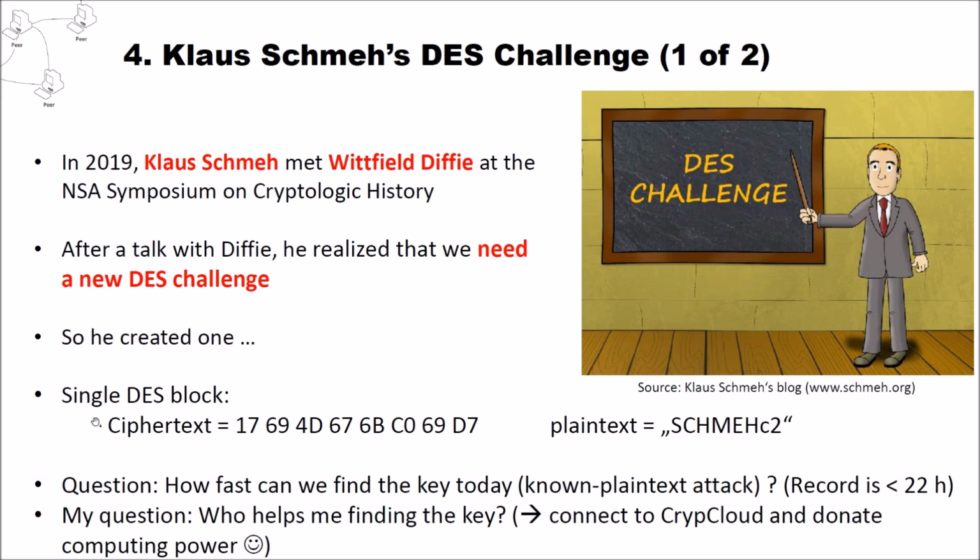And so he created a DES challenge where he encrypted a single DES block, and he gave us the ciphertext. This is this block here. These hexadecimal values are the ciphertext. And he gave us the complete plaintext. And the plaintext is Schmeh C2, which stands for challenge 2, I assume. And his question was, how fast can we find the key today with a known plaintext attack? And the record is right now 22 hours.